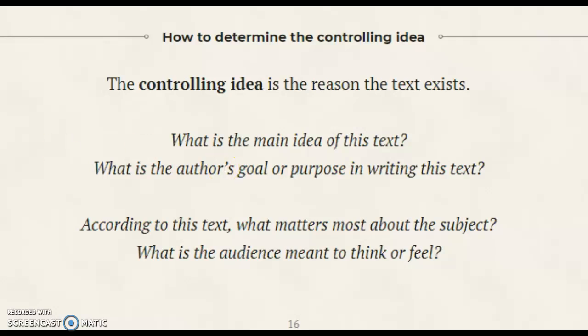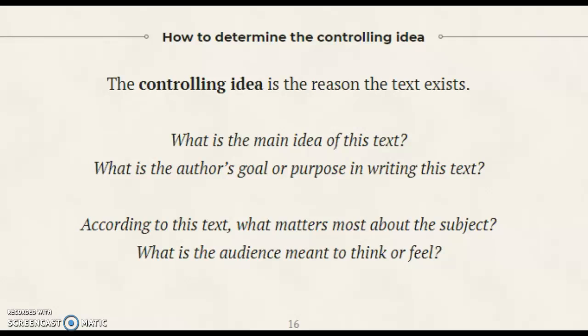Okay, so now we're going to talk about how to determine the controlling idea for the nonfiction text that we're reading in this unit. And we're going to do it with these 4 guiding questions. What is the main idea of the text? So what is the subject and what's important about the subject, what's being presented? What is the author's goal or purpose in writing this text? What can we see the author doing that tells us what their intention is?